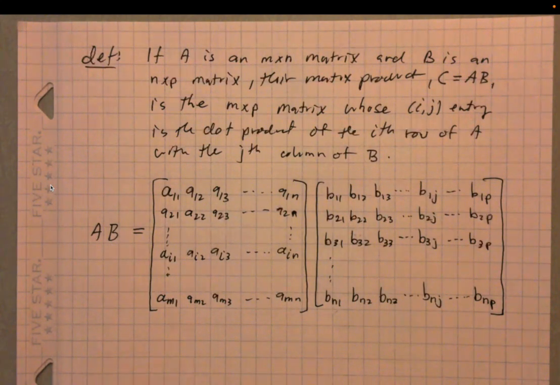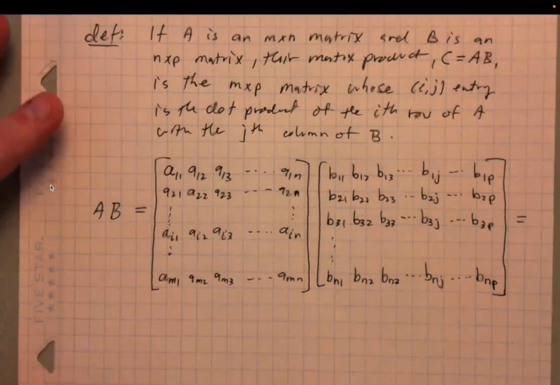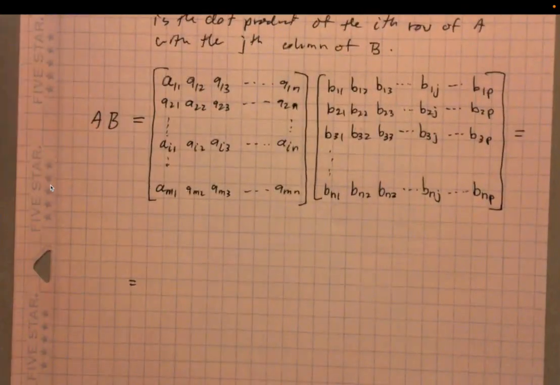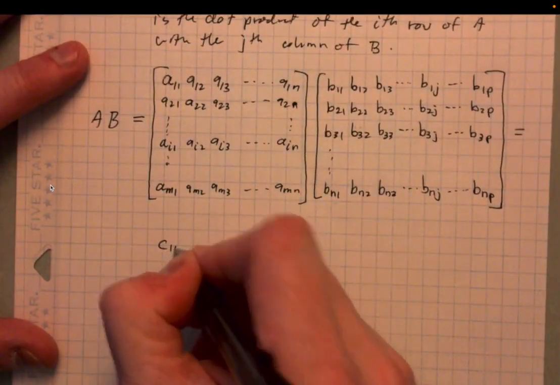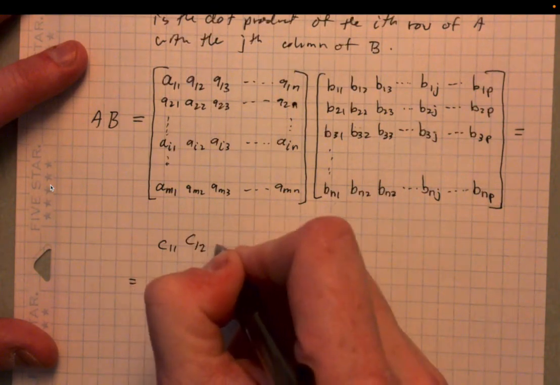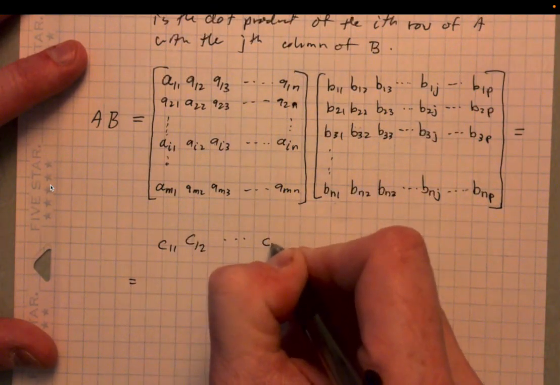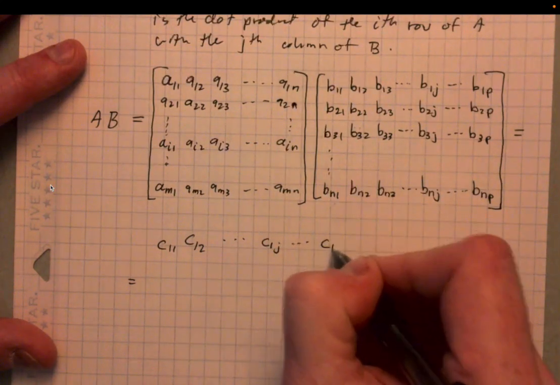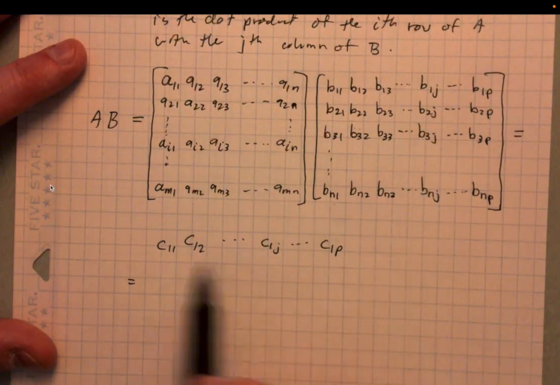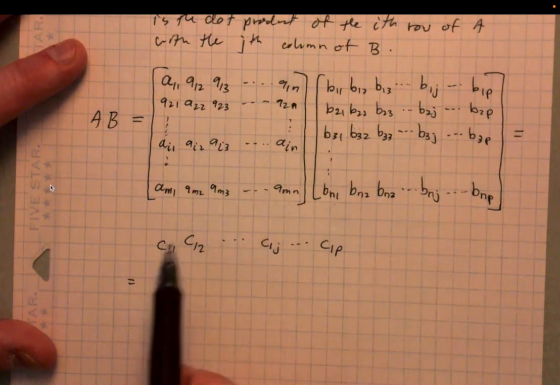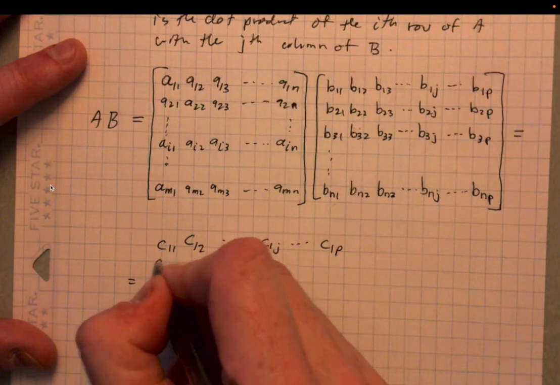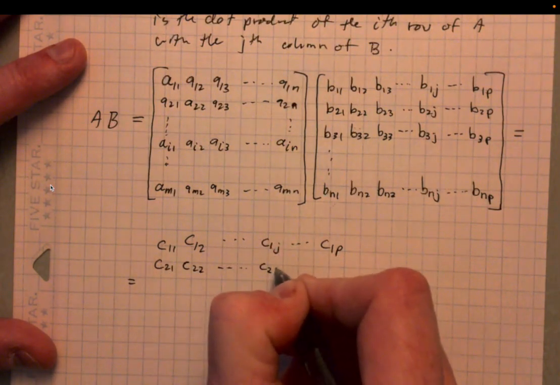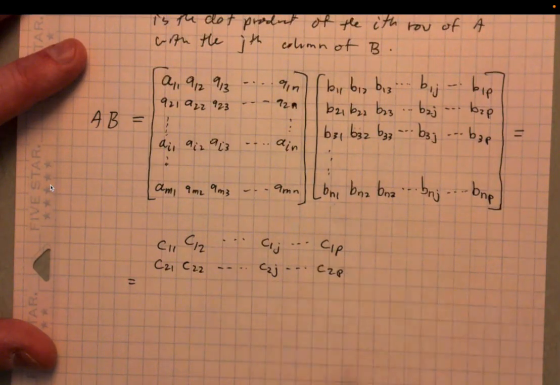Now these are going to produce a matrix C, which I will denote using entries that are little c's. So we'll have C11, C12, dot, dot, dot, C1J, dot, dot, dot, C1P. So that's the first row, right? It's going to have M rows and P columns. So I've got my P columns. Then the second row will be C21, C22, dot, dot, dot, C2J, dot, dot, dot, C2P.